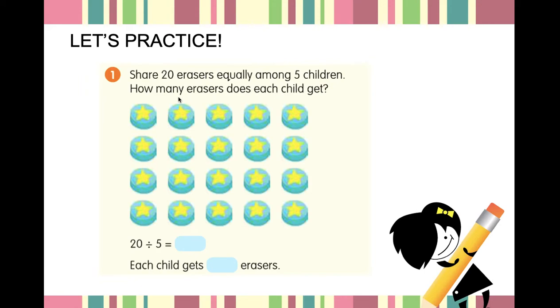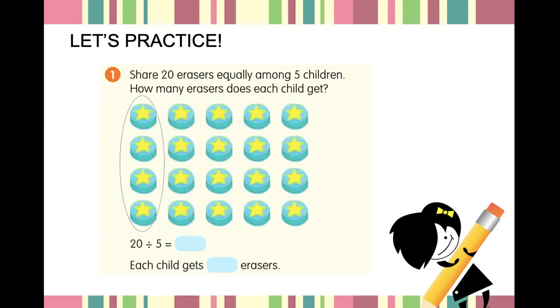So we are going to divide these 20 erasers among how many children? 5 children. So I want you to work on this now before I disclose the answer to you, and then pause the video and check your answers. So 20 erasers, when you are dividing among 5, always remember the sign for division. You need to put this sign whenever you are talking about division. So 20 divided by 5 equals, there you go.